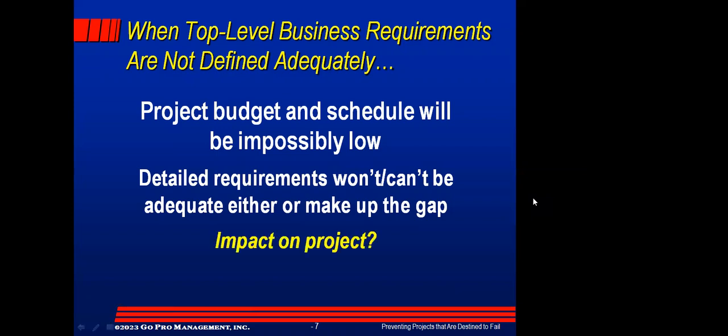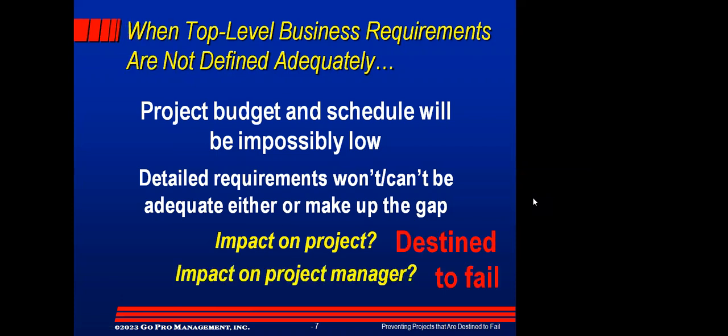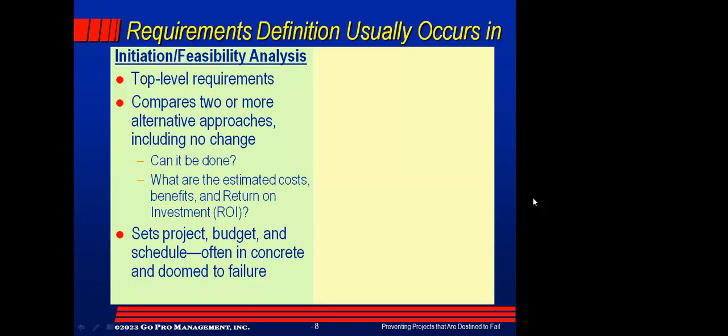So what's the impact on the project? Failure. What's the impact on the project manager? Failure. And this is what I think you will find is actually happening if you go back and re-examine the projects that you've had experience with that encountered difficulties. And I bet that you're going to find that it's the budget and schedule. You went over budget, you went over schedule because they were not right.